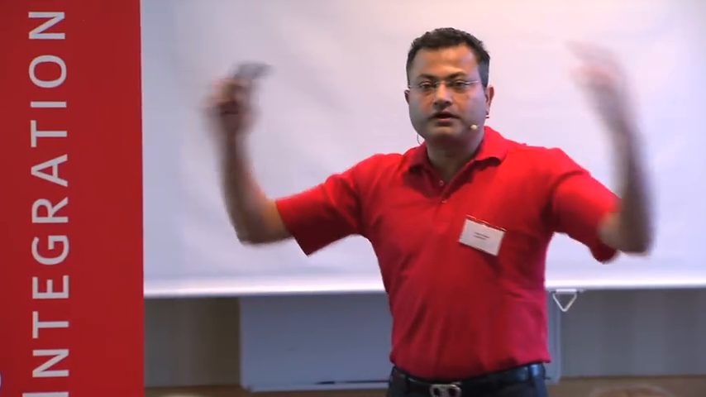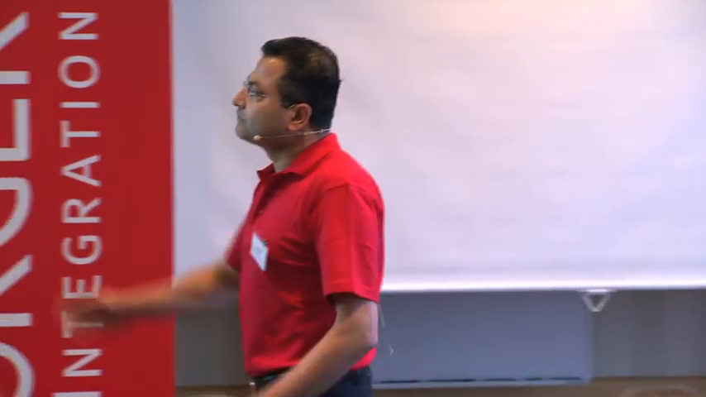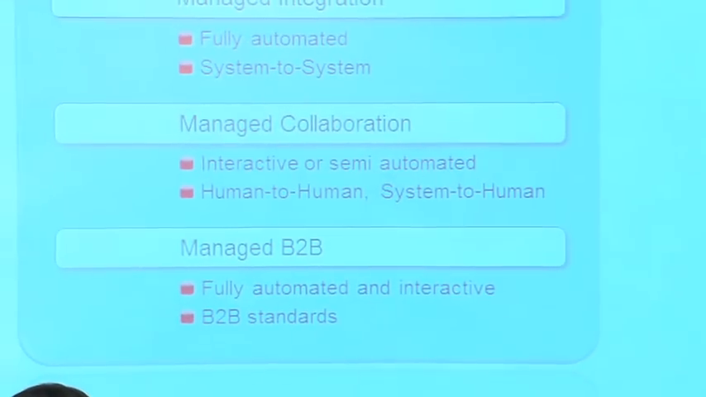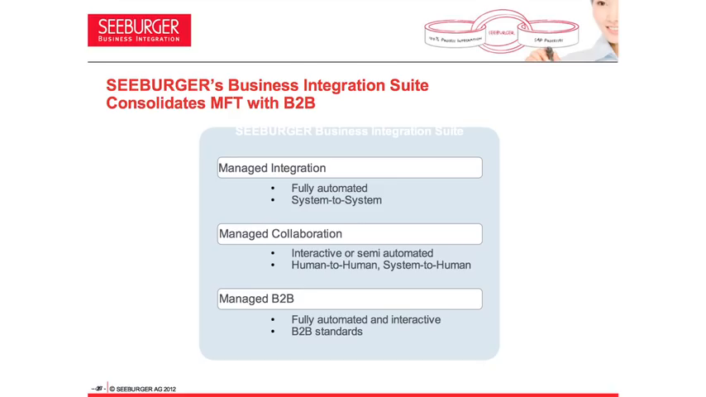This is how we have organized our suite. Managed integration for fully automated back-end pieces, when a system sends data to another system. Managed collaboration when there are human aspects needed, when a human is sending data to a human. Finally, the managed B2B. This you know very well. I think we talked about it. This I'll quickly discuss.